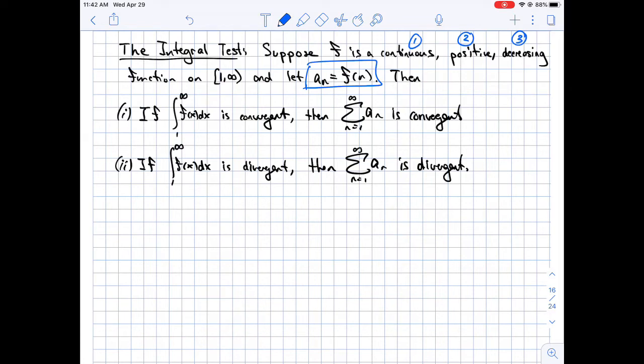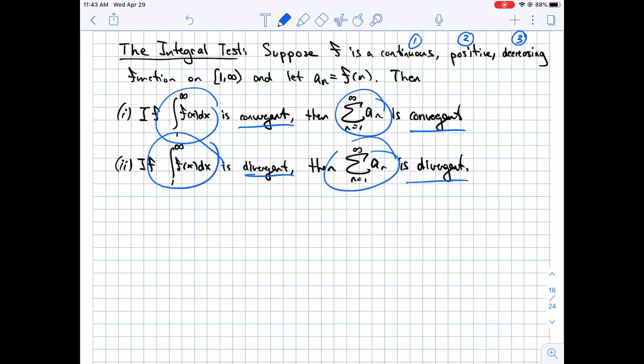Okay, so in the last one we had the series of 1 over n squared, and the function that corresponded to that was 1 over x squared. That's all that is meant by this a_n equal to f(n) statement. So if we have all of this set up, then what does the actual integral test say? Well, it says that really the series and the integral are going to have the same behavior. So if your integral is convergent, then your series is also going to be convergent. And if your integral is divergent, then your series will similarly be divergent.